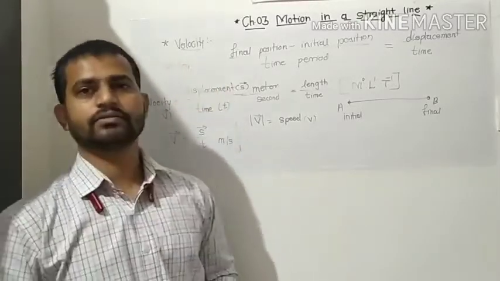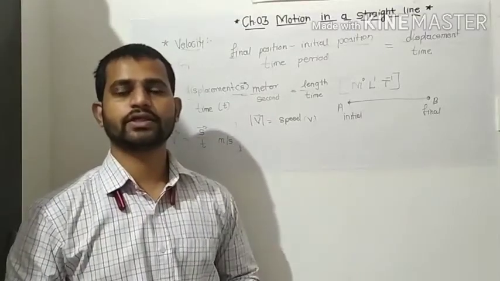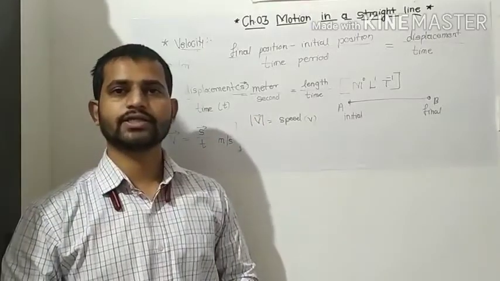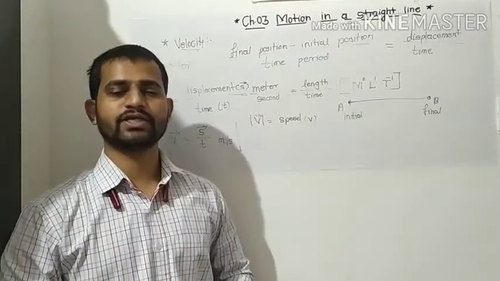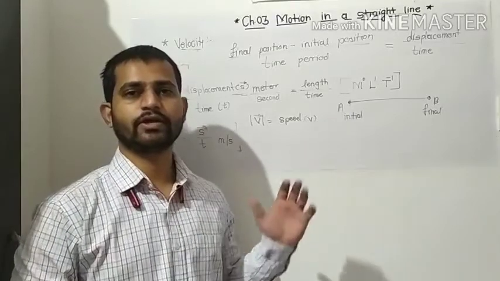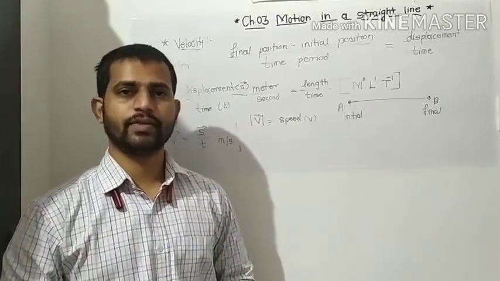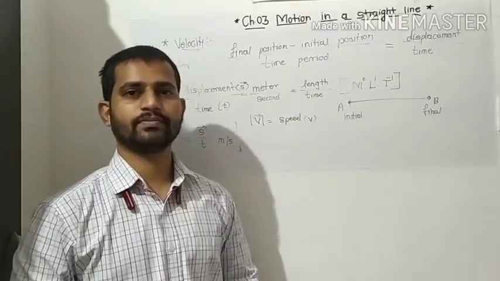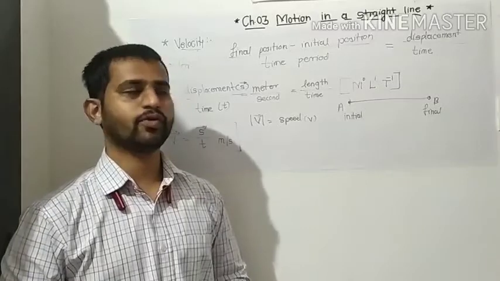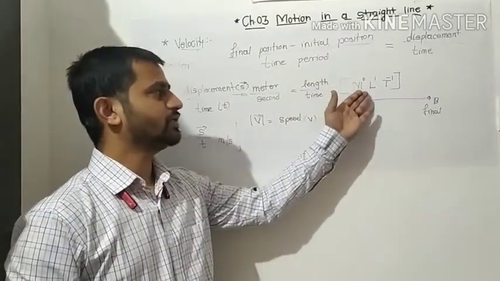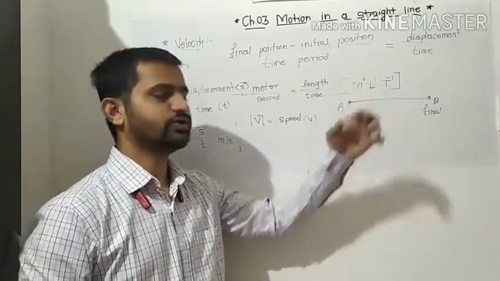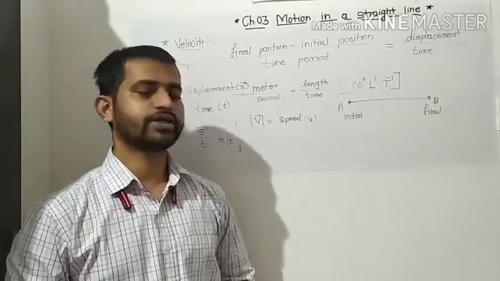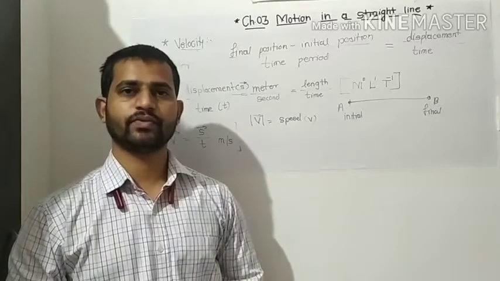Okay, then the next thing, what is the formula? The velocity is equal to displacement upon time, and as the displacement has the unit of meter and the time has the unit of second, it will be meter per second. Then what is the dimensional formula? It is length upon time. Okay, the dimensional formula is length upon time. So what is the dimension given? It is M raised to 0, L raised to 1, T raised to minus 1. That is the dimension of the velocity.